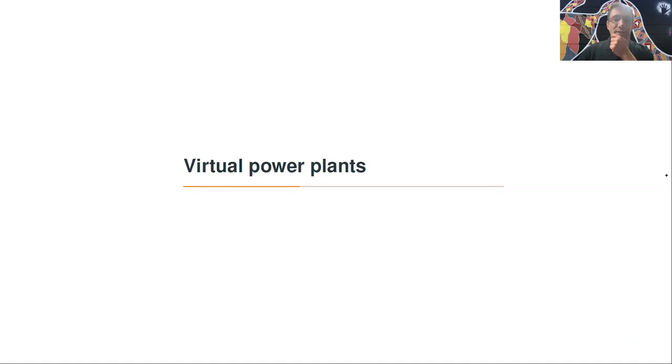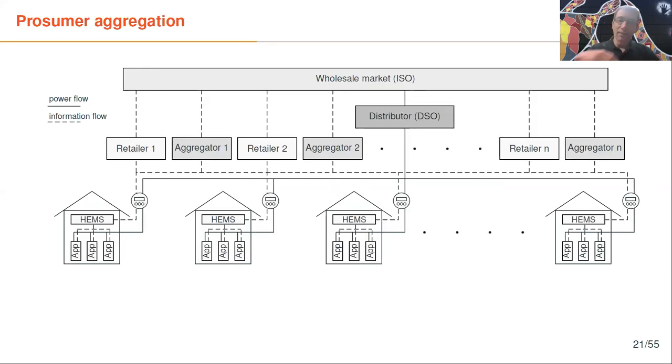Okay, so those two approaches were focused explicitly on customers. Now, virtual power plants, that's conceptually a different approach. And the idea is to aggregate a large number of prosumers. So you can think of that again, behind the meter distributed energy resources located in residential buildings or maybe small commercial buildings, equipped with a home energy management system and communicating with the rest of the systems through a smart meter.